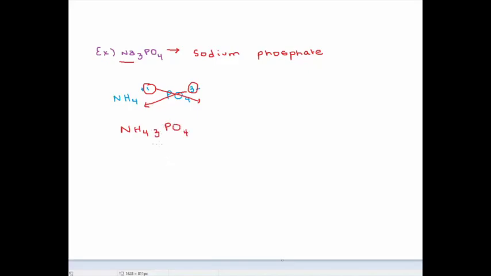Now here's the issue. Right now, the way I have it written, I'm wanting to say I have 3 NH4s, but instead what I've written is I have NH43. And so what you need to do if you have more than one polyatomic ion is you need to include parentheses around it. So it'd be (NH4)3PO4. Notice I don't need parentheses around PO4 simply because I only have one PO4.